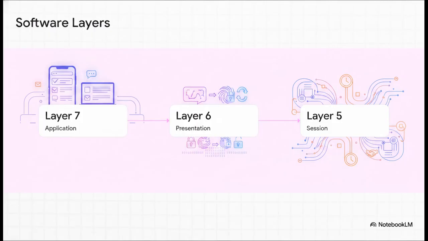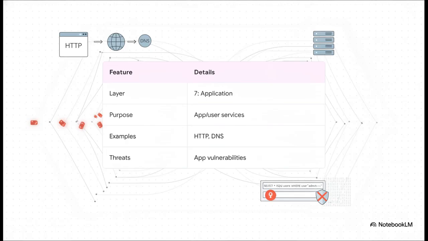We're kicking off our top-down journey right where you actually interact with your screens. These top 3 layers are essentially the digital interface between human intentions and the network itself. Right at the very top is Layer 7, the application layer. Its primary purpose? Providing network services directly to the apps you use every single day. So when you type in a web address, you're using Layer 7 protocols, like HTTP to browse the web or DNS to translate a domain name into an IP address. But because it's so close to the user, it is a massive target for hackers.